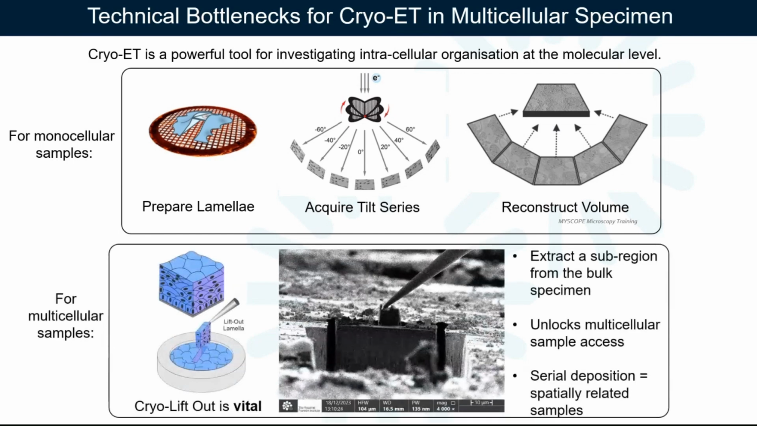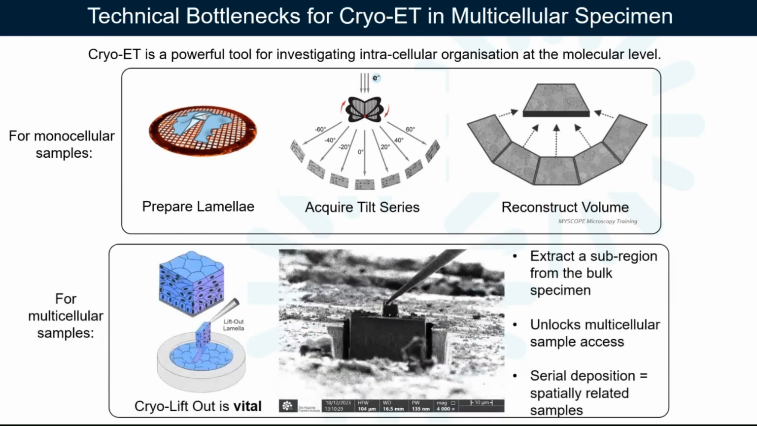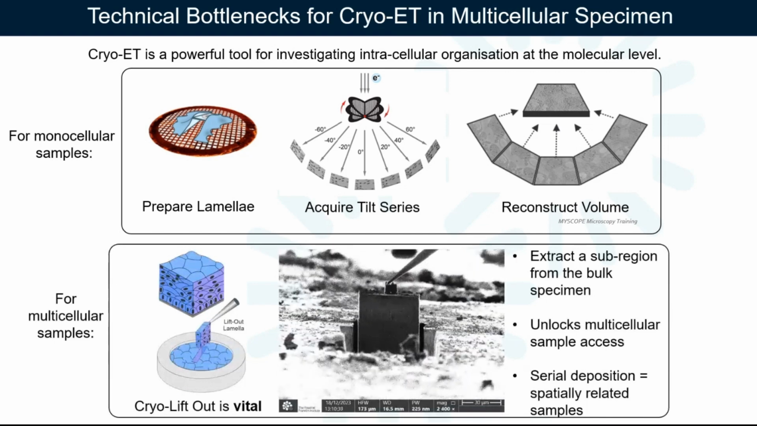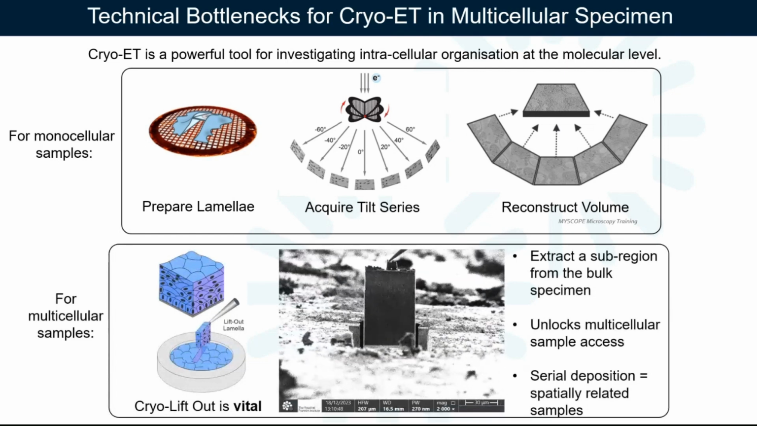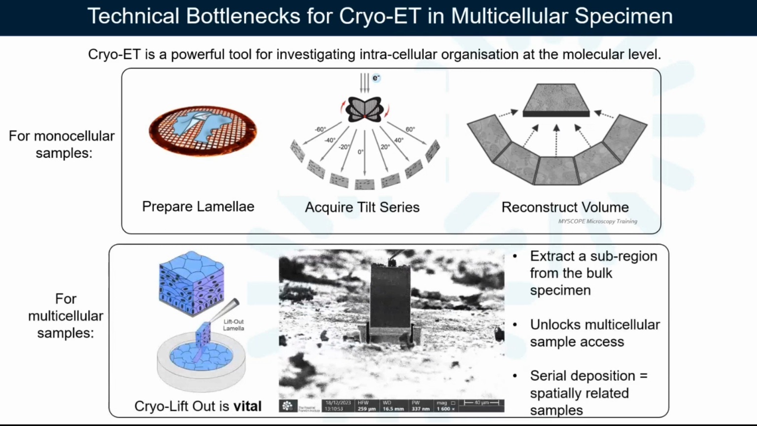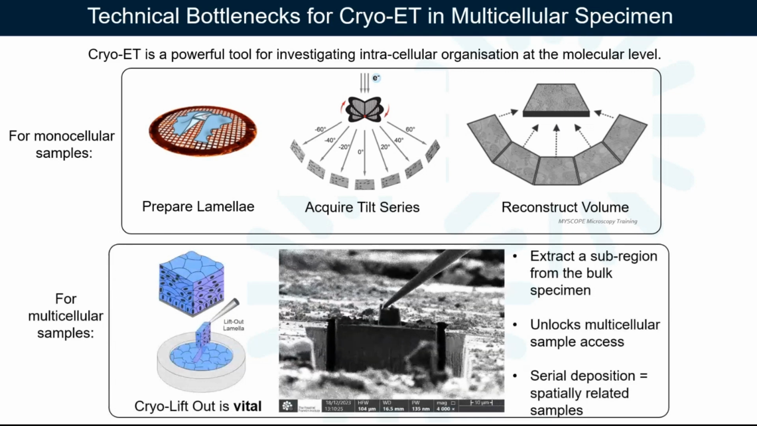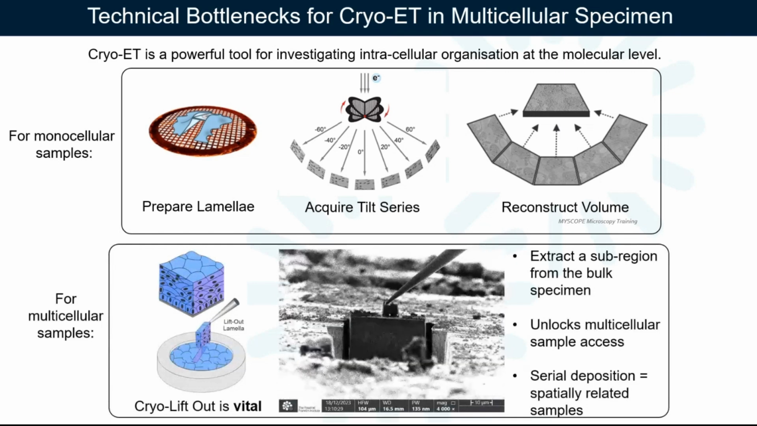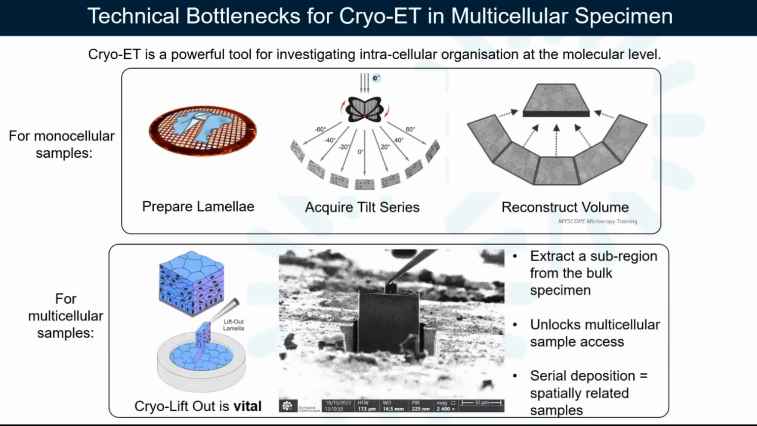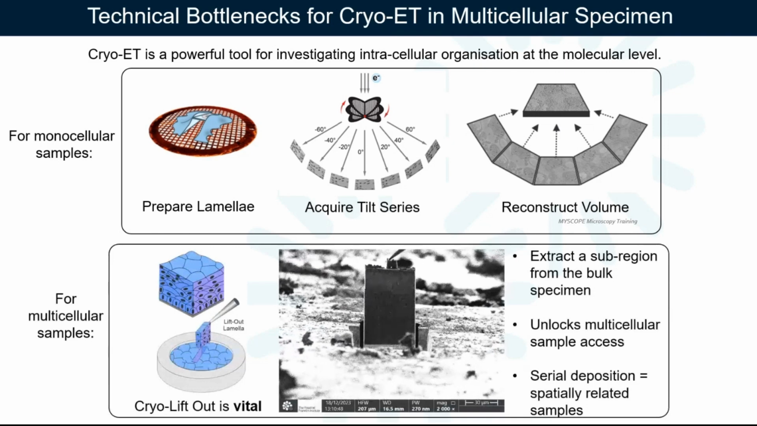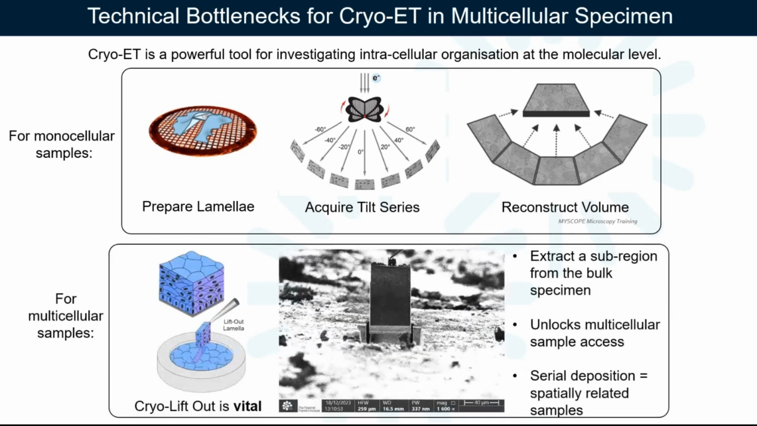Things get a little bit more complicated when you start studying multicellular systems. So here on the left-hand side, you have a block of tissue, and you basically have to use a system called cryo-lift-out to extract a smaller region, as you can see in this video in the middle here. So you use the FIB and a manipulator to come in and pull out a chunk of tissue, which you then go on and thin to electron transparency. So you extract the region.